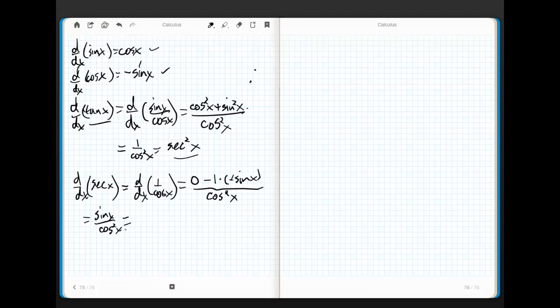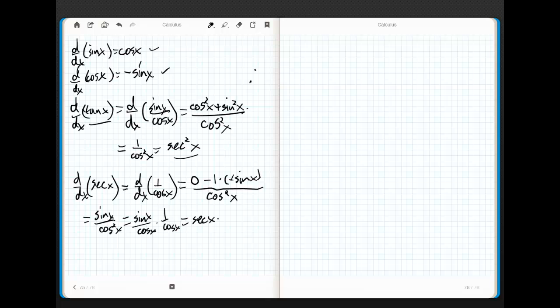Now, problem is, that's ugly, and I can actually cheat a little bit. Look at this. This is cos squared. So sine x, can't I rewrite this as sine x over cos x times 1 over cos x? And guess what that is?